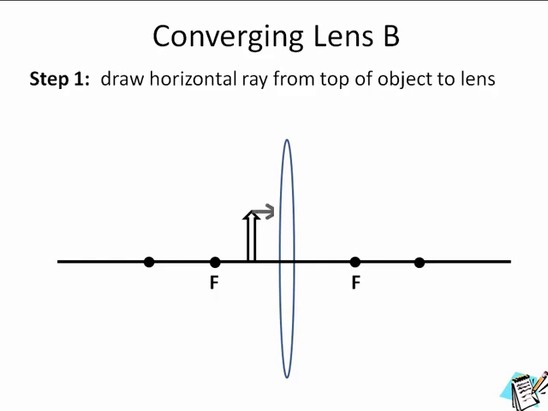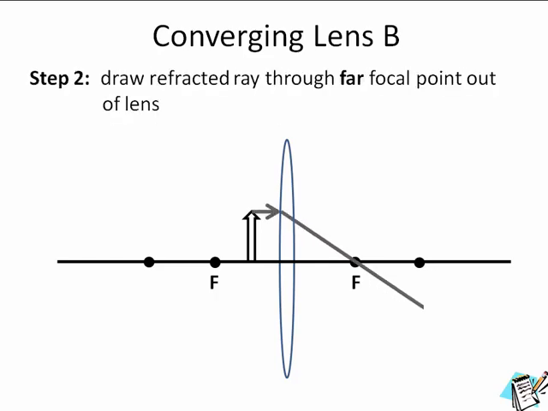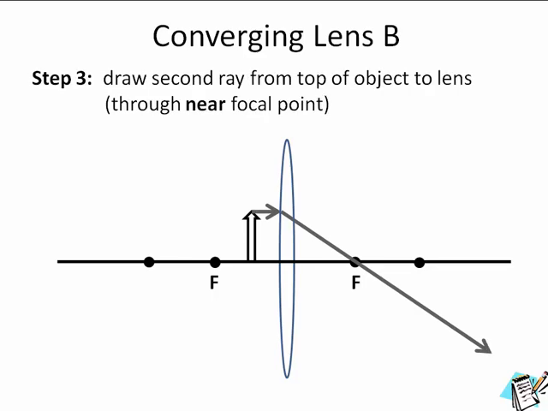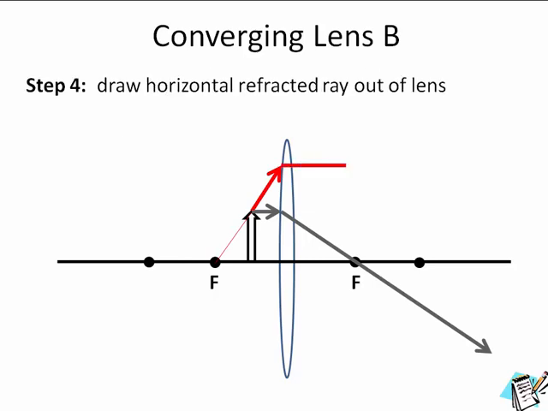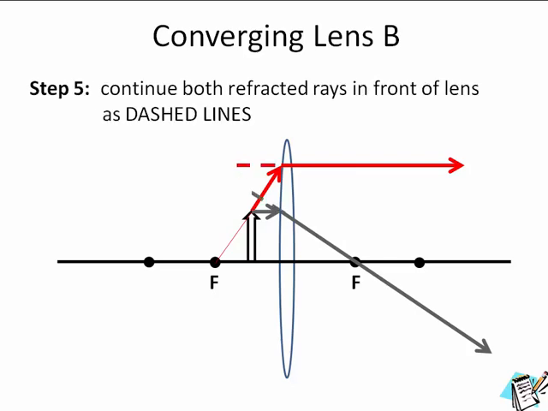The first step is the same, parallel in through the focal point out. The second step is a little harder. We can't go down through the focal point and expect to hit the lens, so instead we go up from the focal point to the top of the object to the lens, through the focal point in. And then we draw our horizontal refracted ray, parallel out. Since these refracted rays don't intersect on the right, we're not going to have a real image. Instead, we'll have a virtual image. To show this, we use dashed lines and continue our refracted rays backward until they intersect.